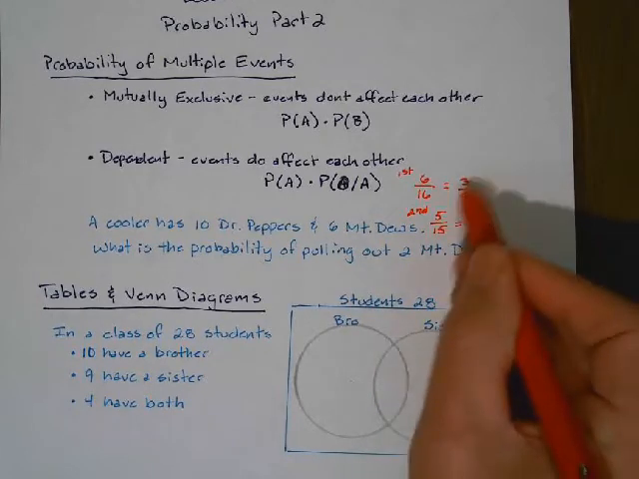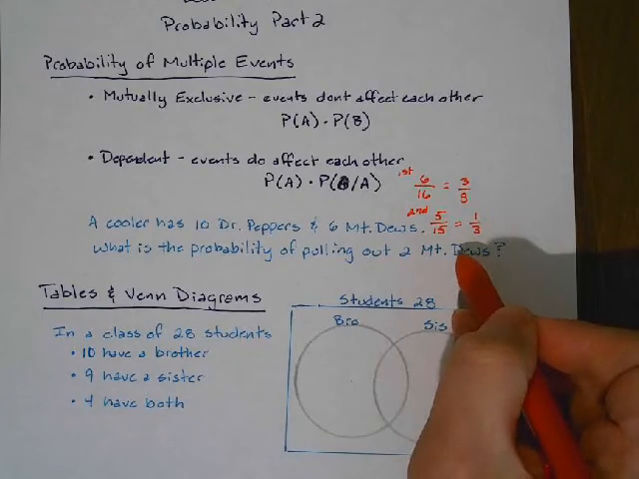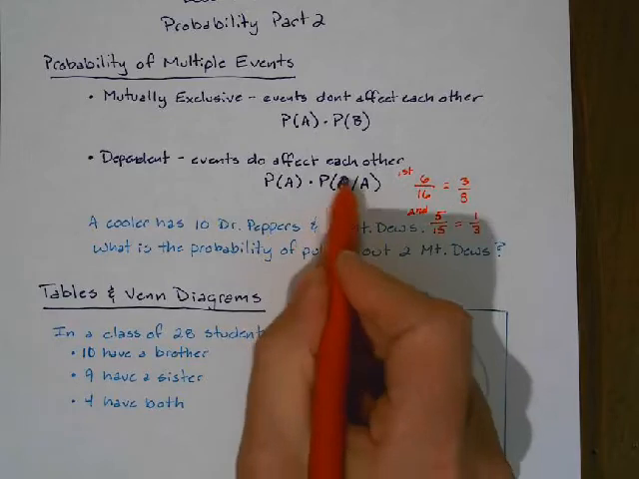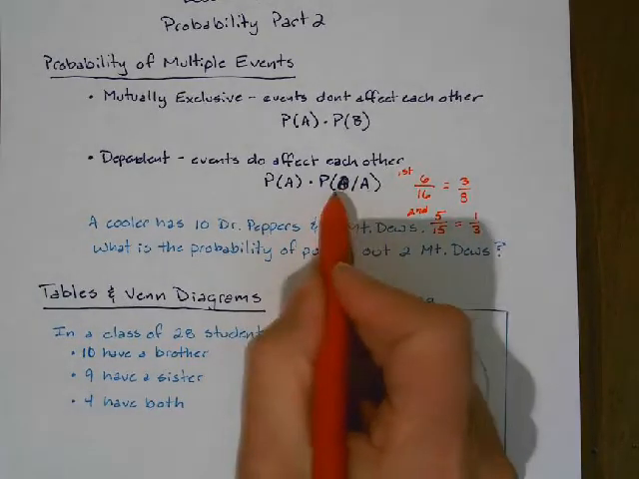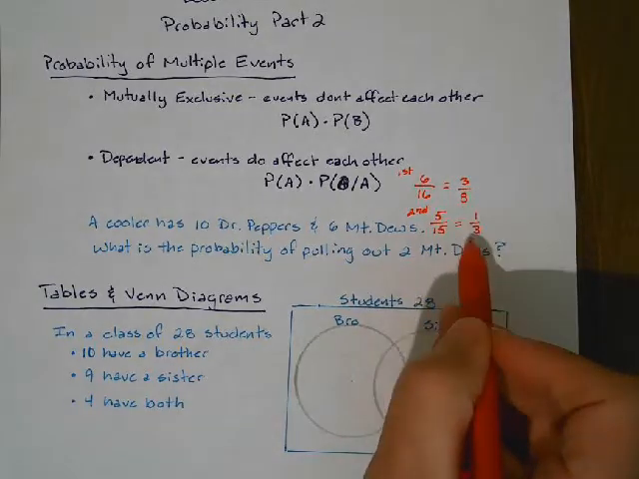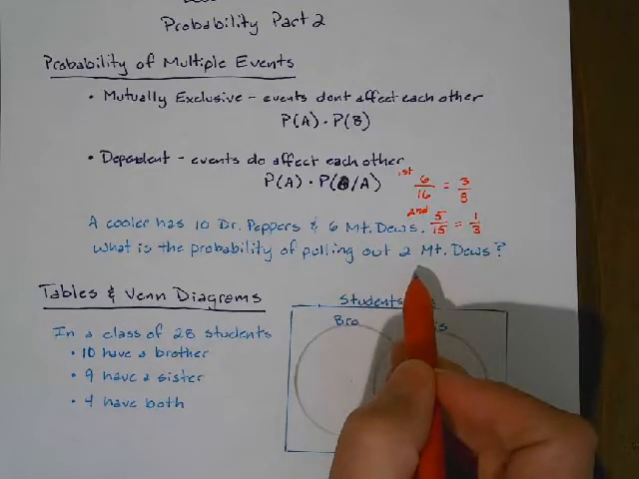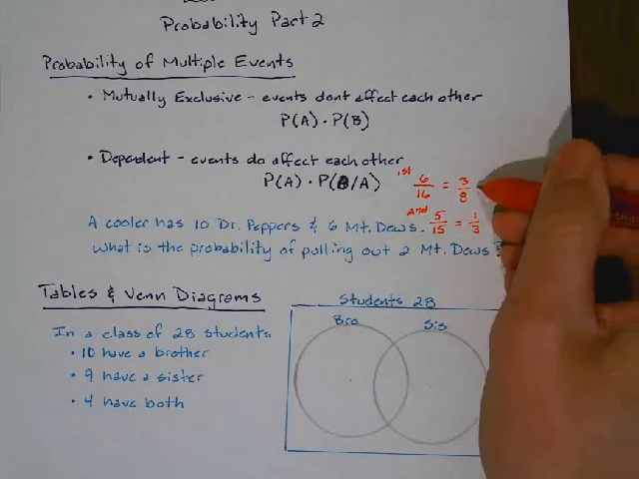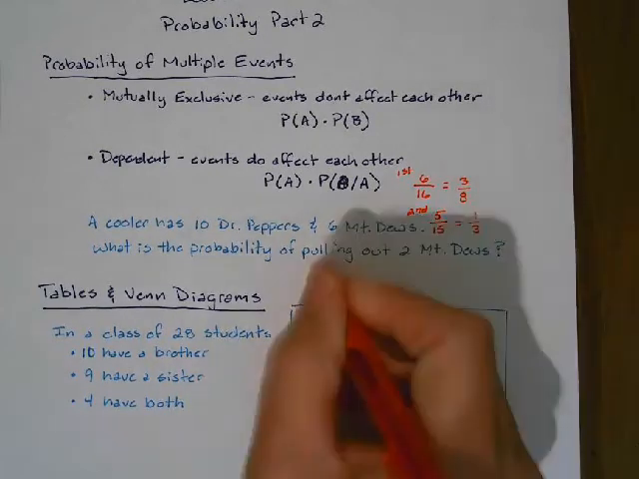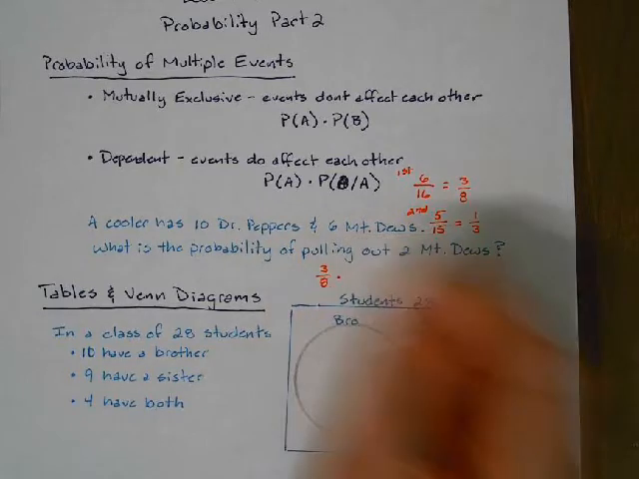So pulling a Mountain Dew the first time has changed my chances of pulling out a Mountain Dew the second time because they're dependent. This is what we're talking about, the probability of B given that A has already occurred. I've already pulled out a Mountain Dew, so that has changed the chances of pulling a Mountain Dew the second time. And so if we wanted the probability of 2 Mountain Dews, we would have to multiply these 2 events with each other. So we'd have to do 3 over 8 multiplied by 1 over 3.